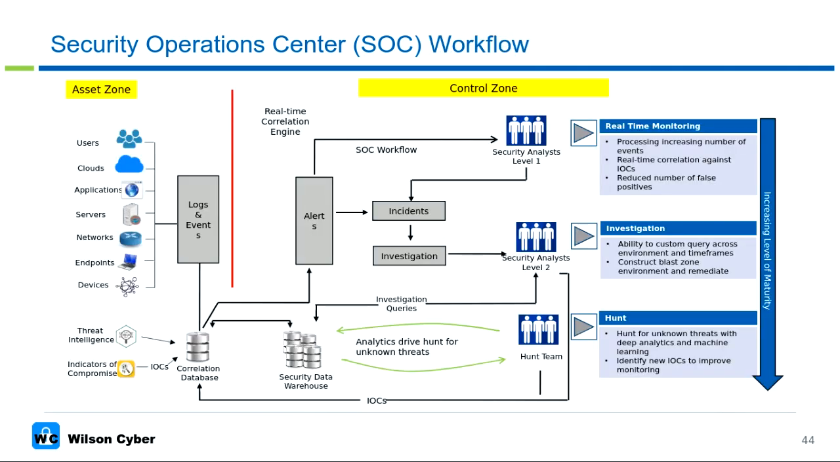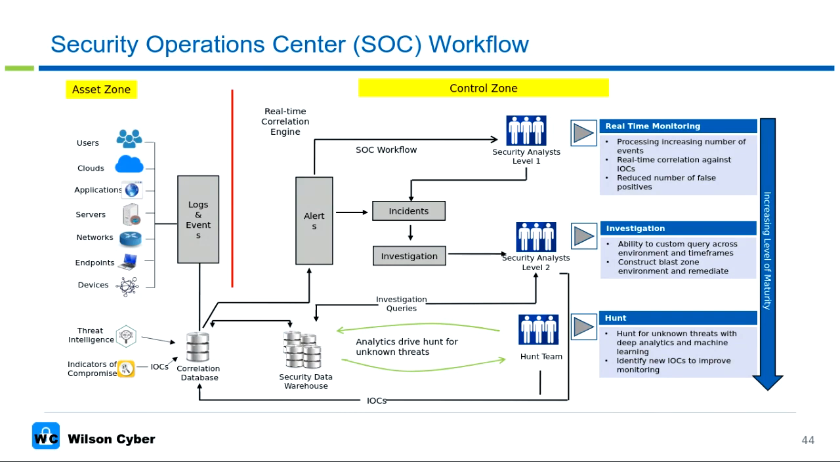Here's a diagram that shows the workflow of a SOC, not necessarily the technology, but more the workflow. Here we have the asset zone and the control zone. In the asset zone, we have users, clouds, applications, servers, networks, any device that needs to be monitored that are generating logs and events. Those are collected into a correlation database, and also added to that database as threat intelligence and indicators of compromise. Those are all stored in a security data warehouse.